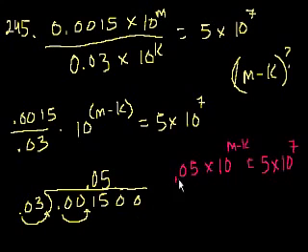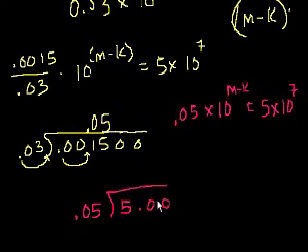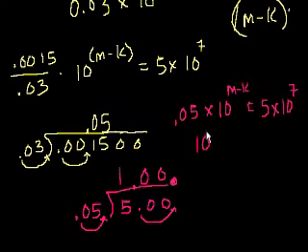So let's divide both sides by this 0.05, right? What is 0.05 goes into 5? Let's add some decimal points here. So if I push this to the right 2, I push this to the right 2, and this is my new decimal point. So 5 goes into 5. Well, 5 goes into 5 one time, so it's 100, right? So 5 divided by 0.05 is 100. So we get 10 to the m minus k is equal to 100.